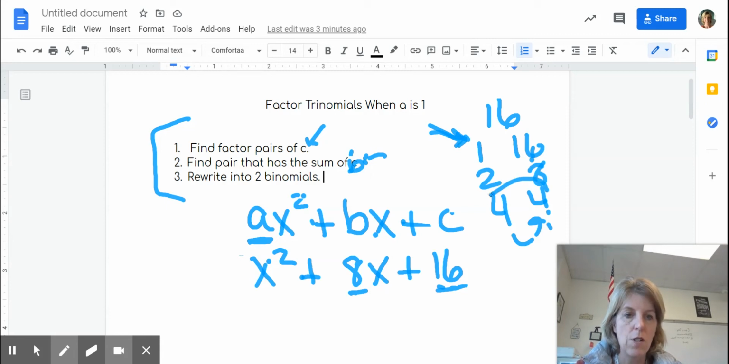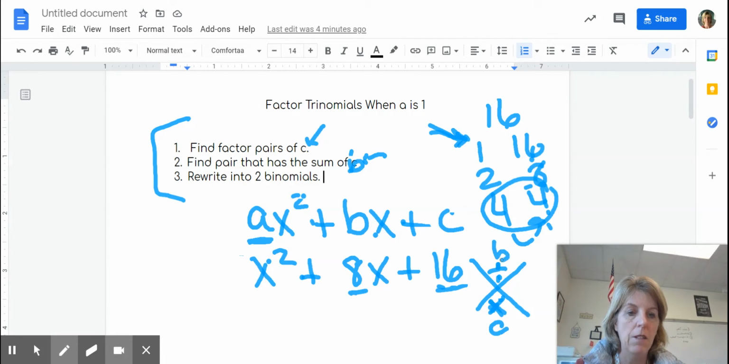You see them? There's this pair right here, 4 times 4, that multiplies to be 16, but it adds to 8. So here's one way that I like to look at this: it's going to multiply and add. They have to multiply to c, but they have to add to b. So c in this case is 16, and b in this case is 8. So those numbers are going to be 4 and 4, because 4 times 4 is 16, and 4 plus 4 is 8.